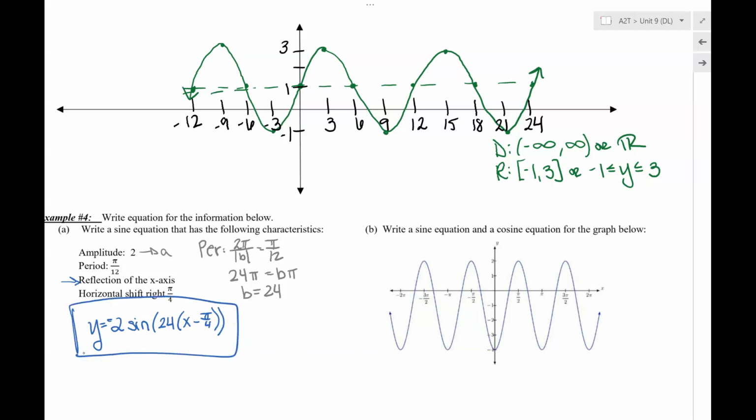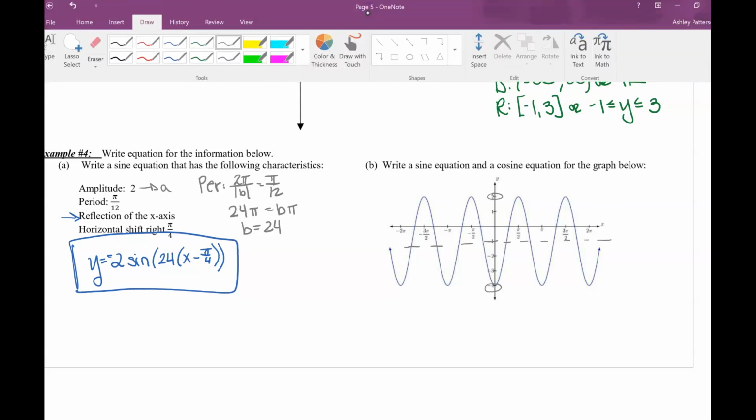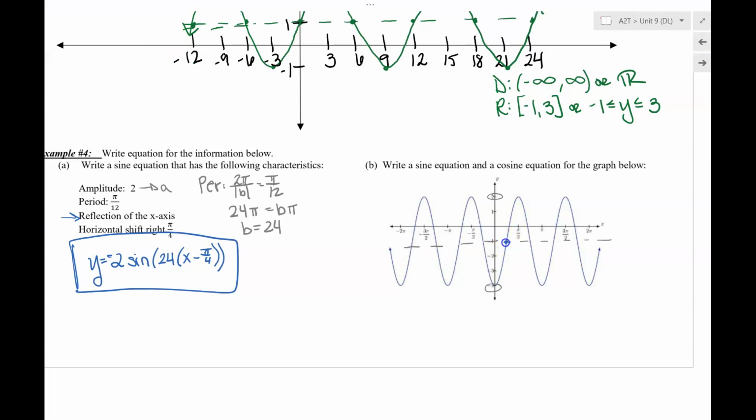Sweet. Okay, so for B, you guys need to write a sine and cosine equation. Okay, find the midline, please. So important. Well, my max is 2, my min is -4. They're 6 units apart, so that means my midline is 3 units away. So if I go 1, 2, 3, my midline is at -1. This is important because sine starts at the midline, usually, right?